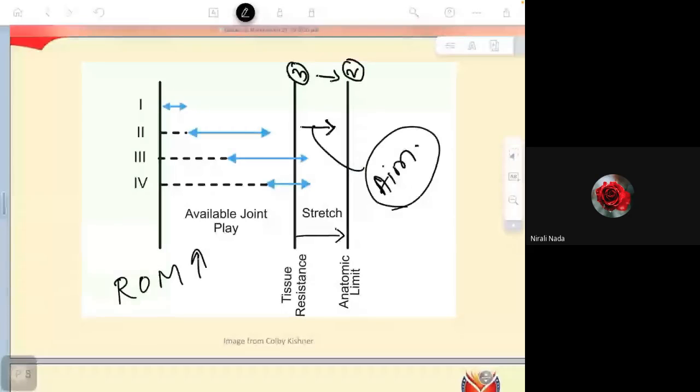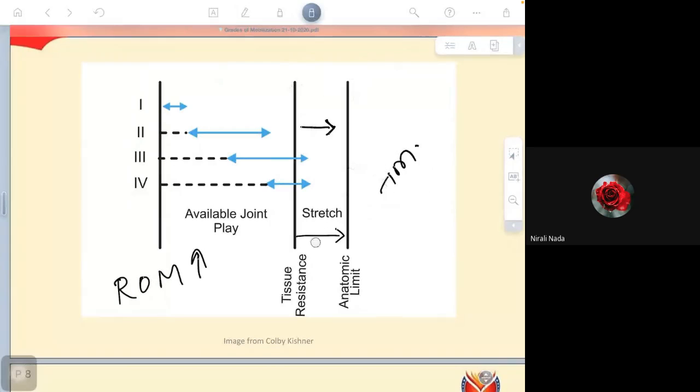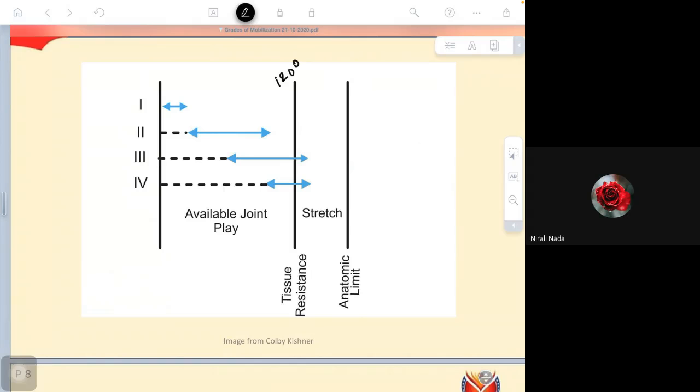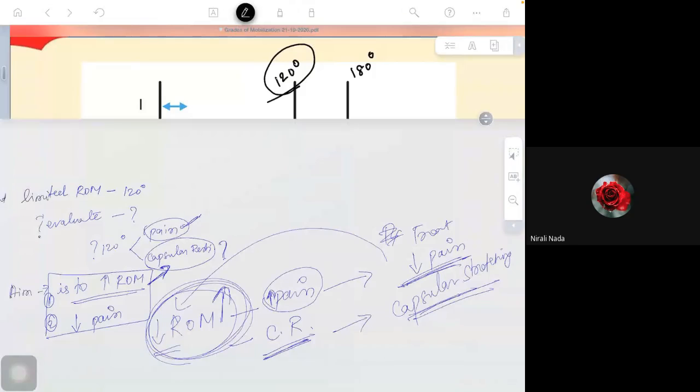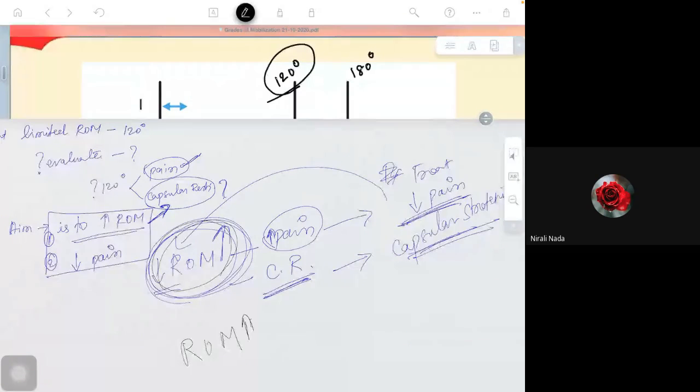Clear? We already discussed in this example, this patient is having 120 degree. And what is full range of motion? It is 180 degree. Here, patient is having 120. What is your aim? We discussed here. Aim is to increase the range of motion.